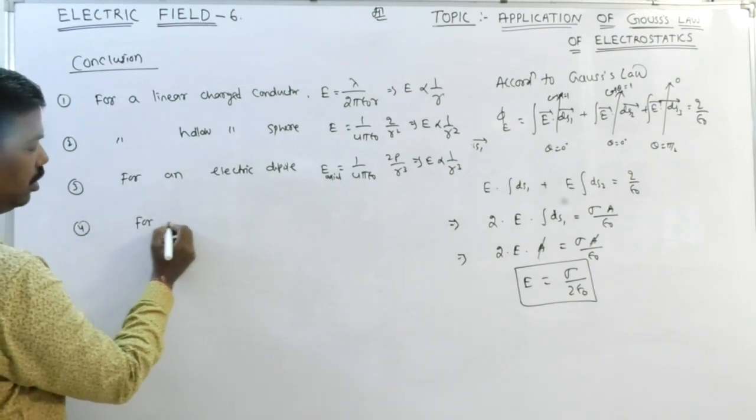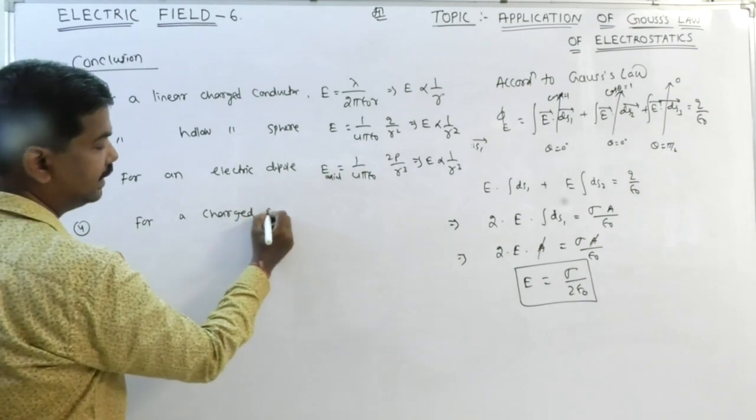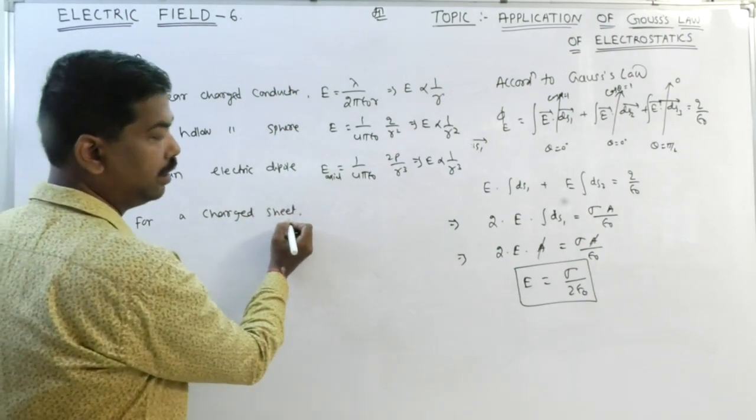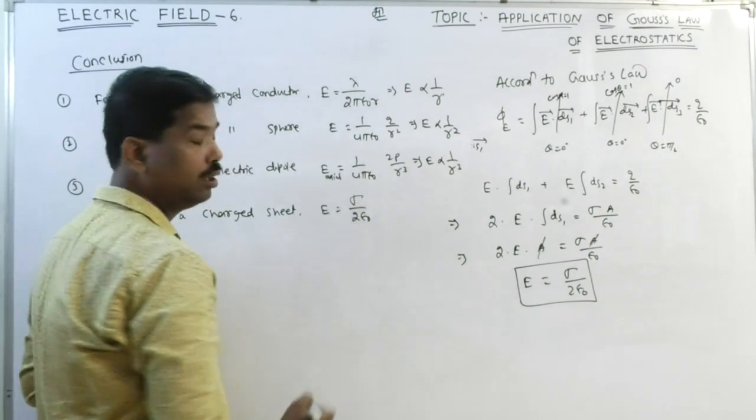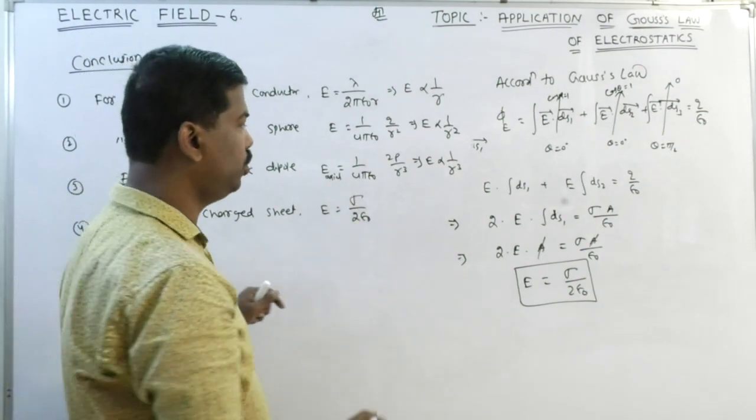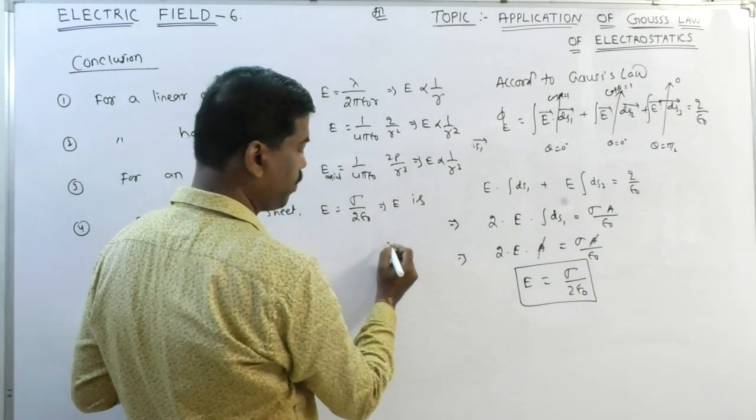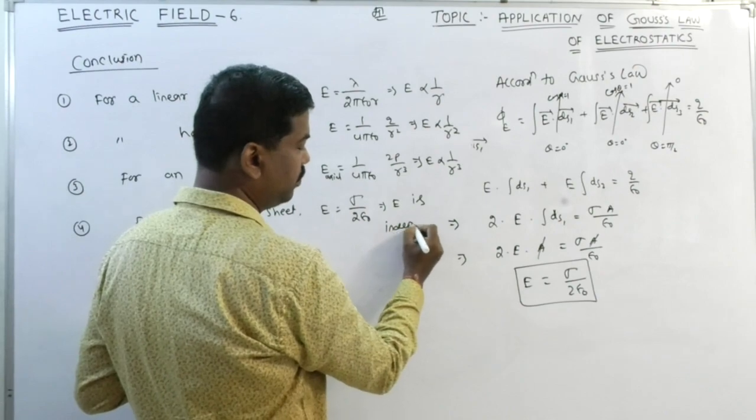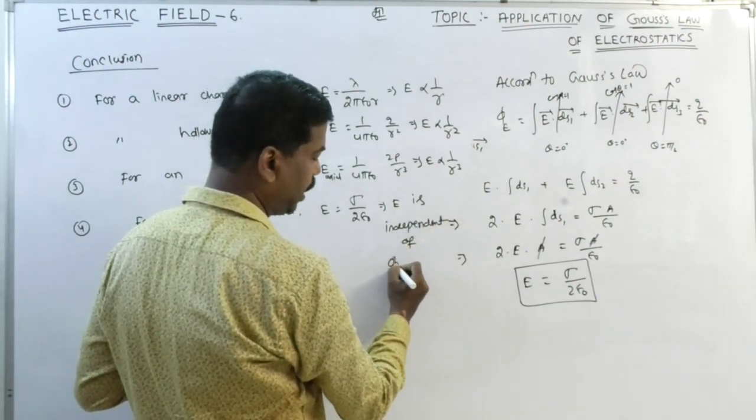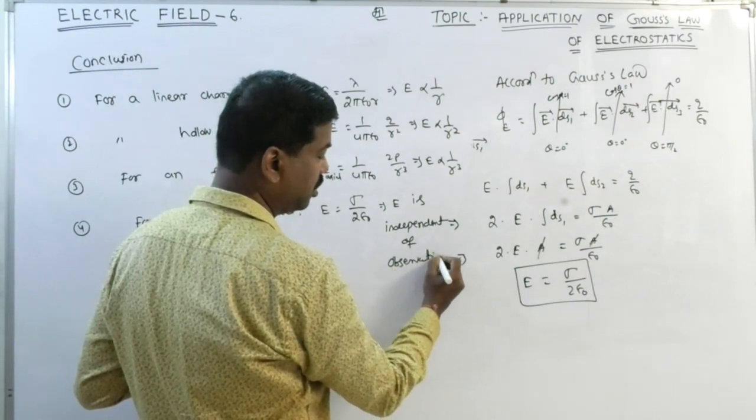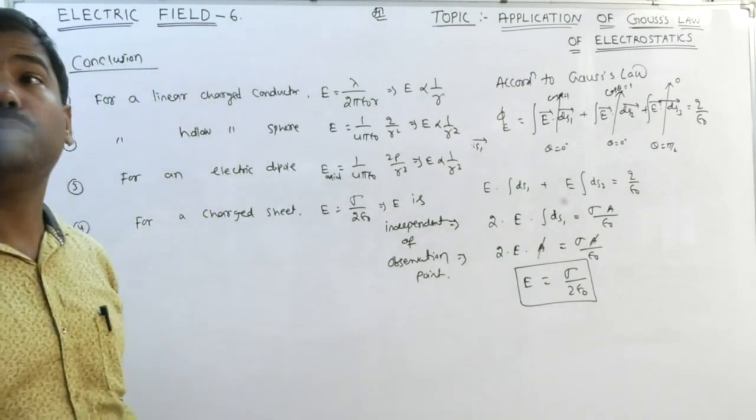Similarly, for a charged sheet, E is equal to sigma by 2 epsilon 0, which implies the electric field is independent of observation point. Very, very important.